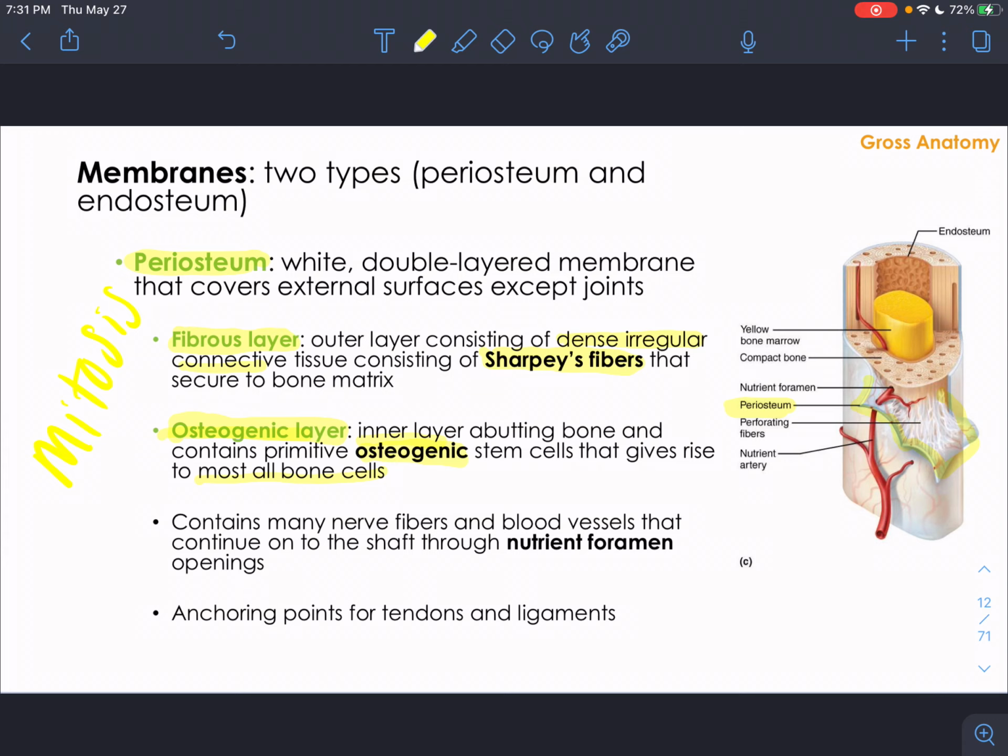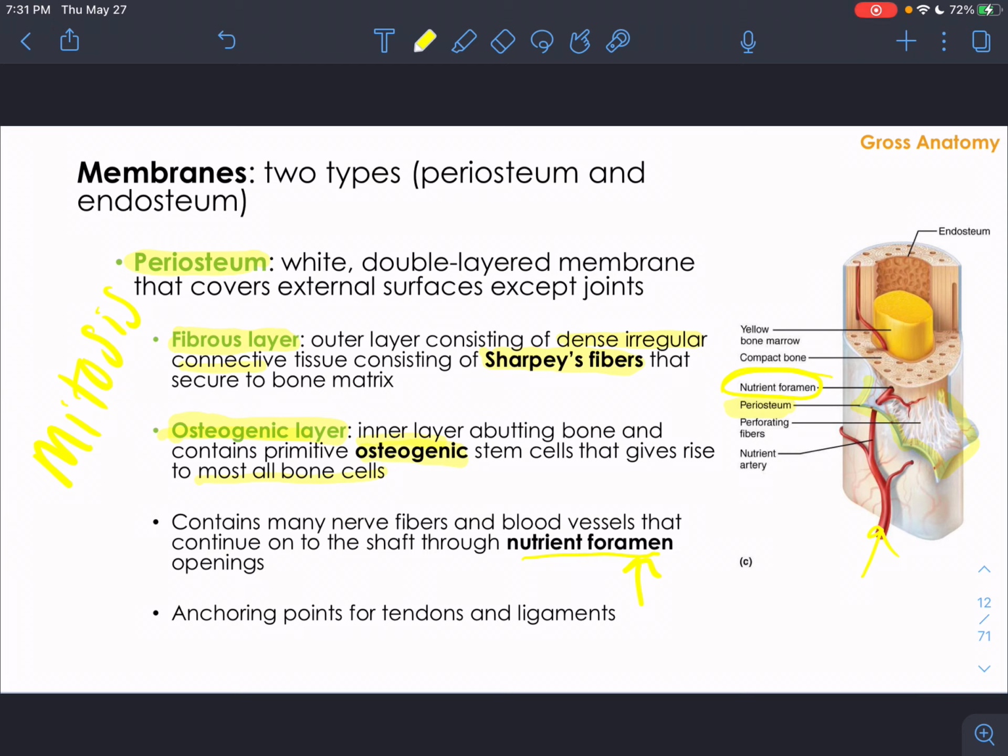Within the periosteum, you have a lot of nerve fibers. You have blood vessels perforating, and they go into the shaft through these things called nutrient foramens. A foramen is just a hole, but the inside of the bone needs blood. So there are these little holes in your bones that these vessels and nerves are going to go through to get into the bone matrix itself. Those are called nutrient foramen. Again, foramen just means holes. And the periosteum is going to be an anchoring point for tendons and ligaments, so where those are actually going to attach.